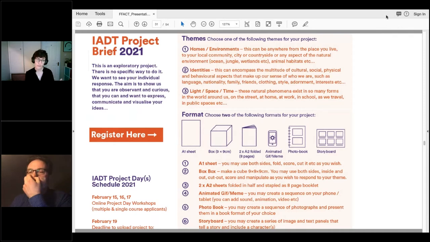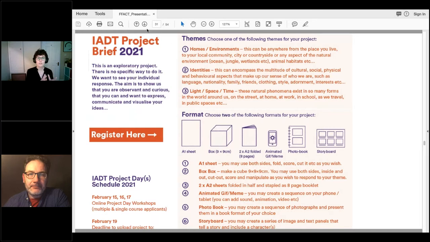So you choose one theme. The themes this year, I think, are the same as they were last year. They're homes or environments, identities, or light, space and time. So there's massive scope within any of those for making any number of pieces of creative work. And again, these are for all of our courses apart from film and television. You can attempt entry through the project instead. So then you have to choose two formats for your project. These are going to be the final thing you make.